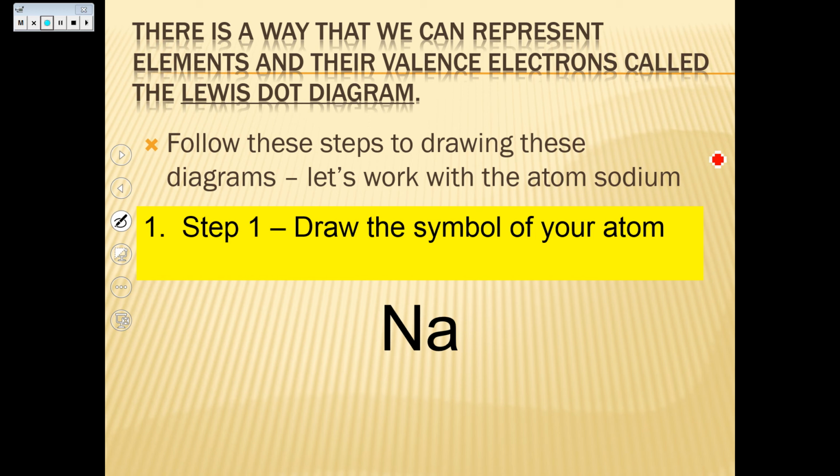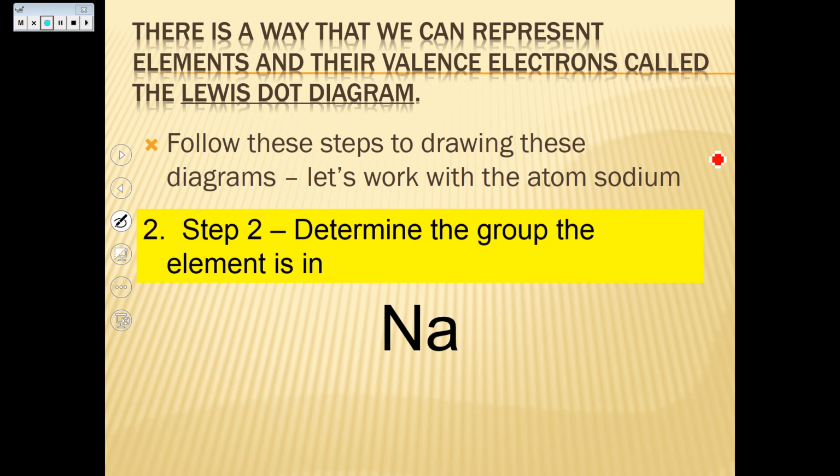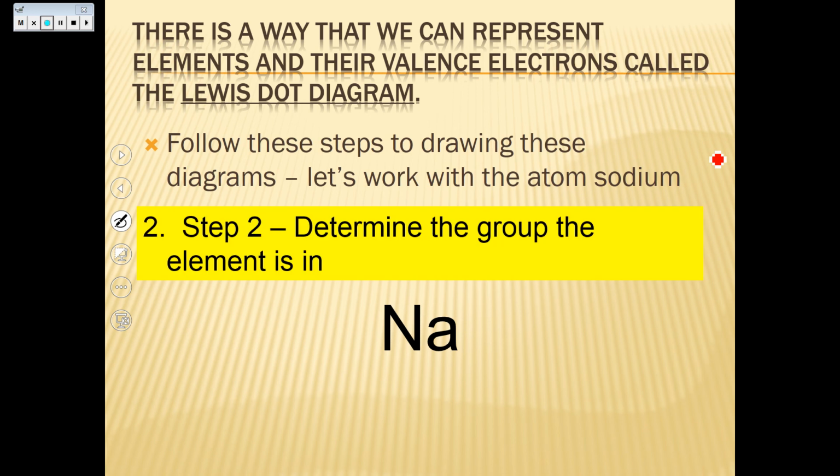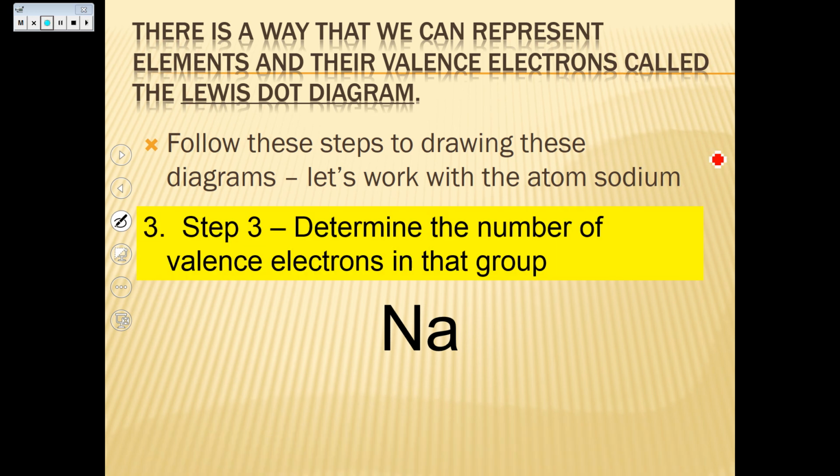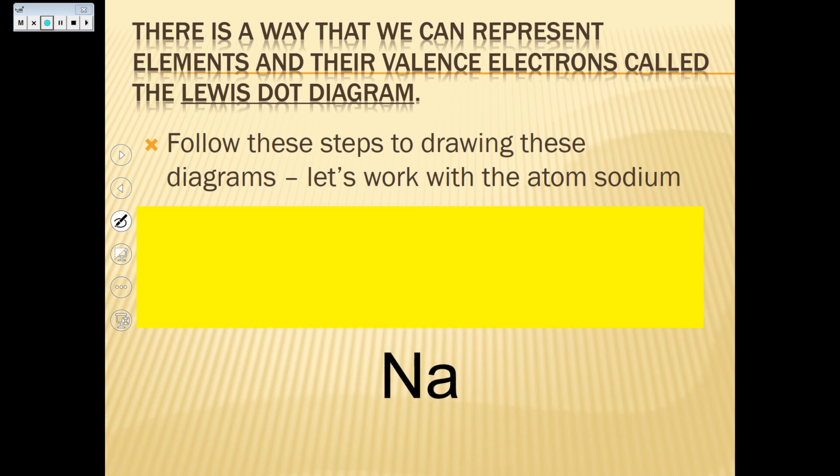So you draw your symbol on your page. Step 2, figure out what group it's in. Sodium is in group 1. Determine the number of valence electrons in that group. It corresponds to the group number. So group 1 has 1 valence electron.